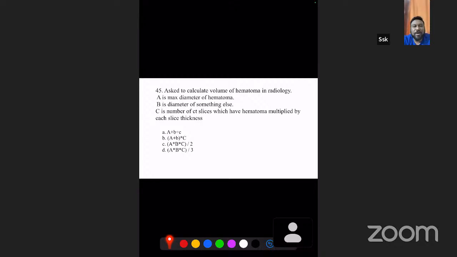You are asked to calculate the volume of a hematoma in radiology. A is the maximal diameter of the hematoma, B is the maximal width of the lesion, and C is the number of CT slices which have the hematoma, multiplied. So what is the formula to calculate the volume? The formula would be A into B into C, divided by 2. You measure the maximal diameter, the maximal width of the lesion, and the height of the lesion with the number of CT cuts, the number of CT slices. That is how you measure the height of the clot. So you take all of them, multiply them, and divide by 2.